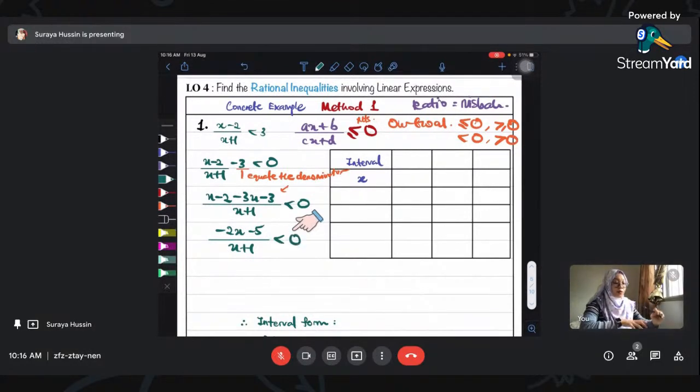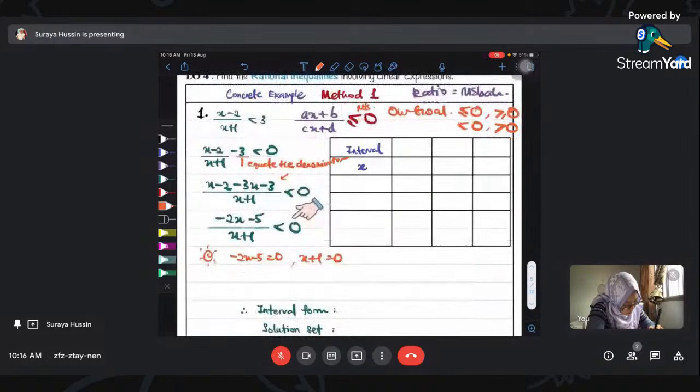Okay, ingat ya, goal kamu adalah 0 on the right hand side. Less than equal to 0. Masih less than, tak berubah. So now, what do you need? You need your value of x. So your value of x, make everything is equal to 0 lah. Macam tadi juga, make everything is equal to 0 first and you will get x is equals to negative 5 over 2. And here is x is equals to negative 1.